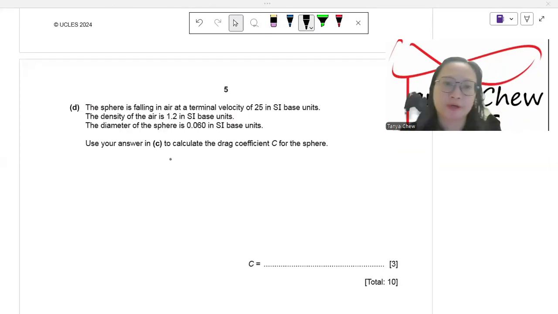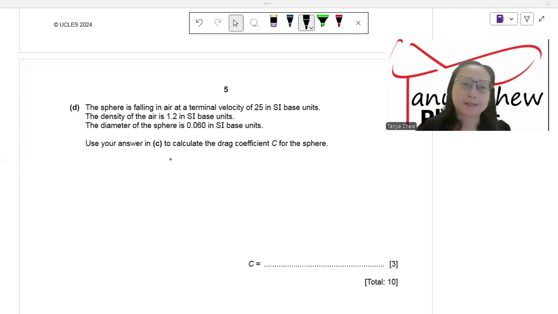D, the sphere is falling in air at a terminal velocity of 25 in SI base units. Density of the air is 1.2 in SI base units. Diameter of the sphere is 0.060 in SI base units. So you don't have to worry. Everything is in SI base units. Use your answer in C to calculate the drag coefficient C of the sphere.